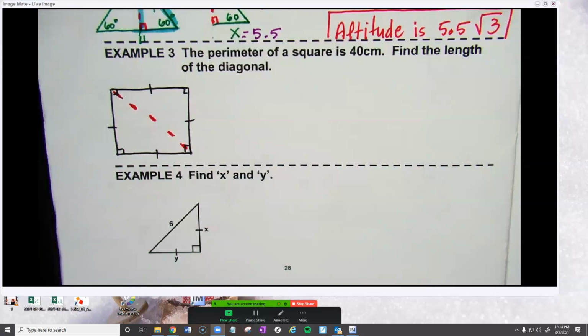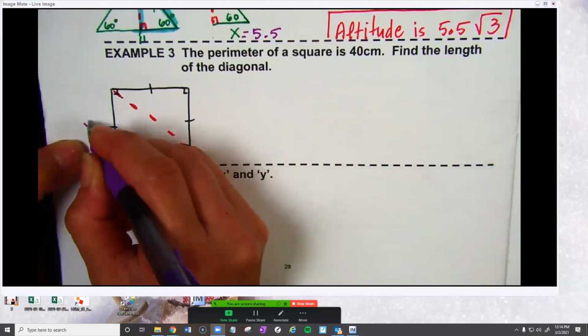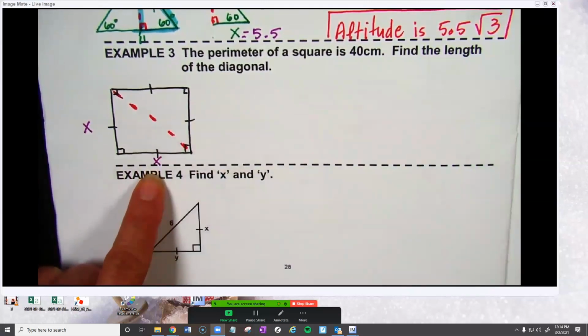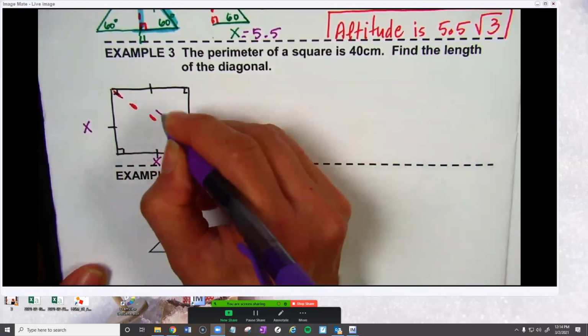Then y'all, let's go ahead and label it. We're just rolling here. So remember, this is x. Down here is an x, but not that diagonal. X root 2.